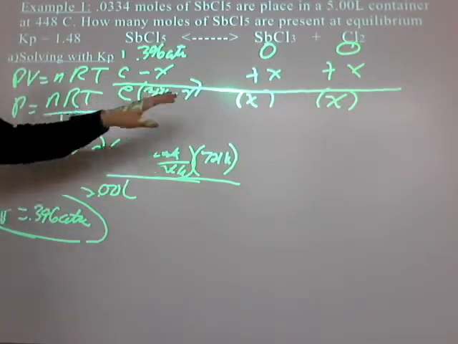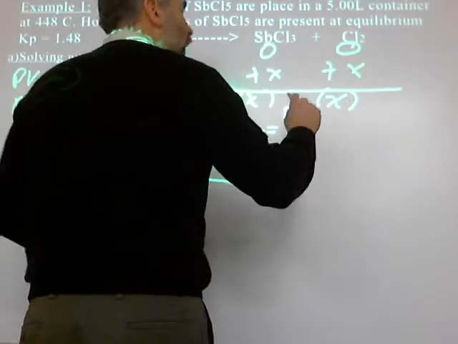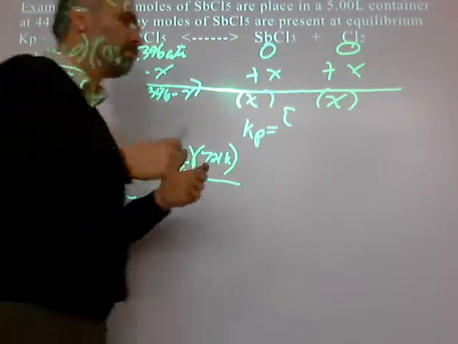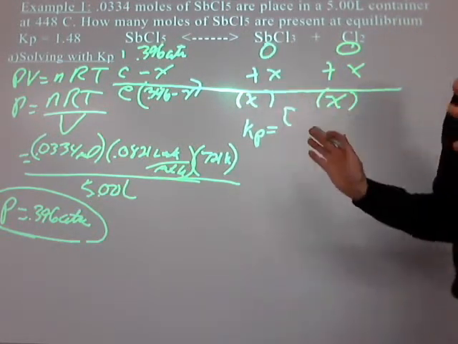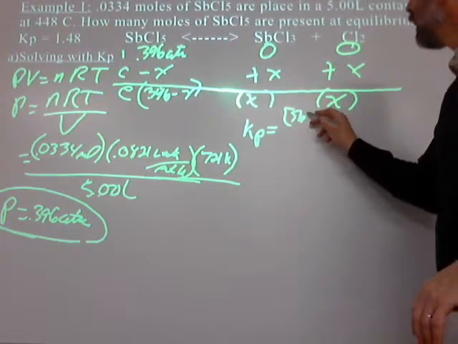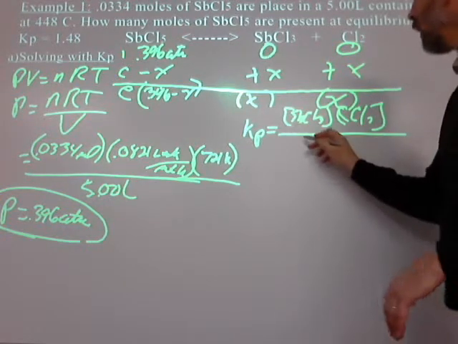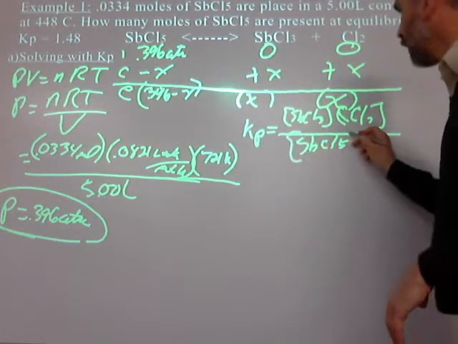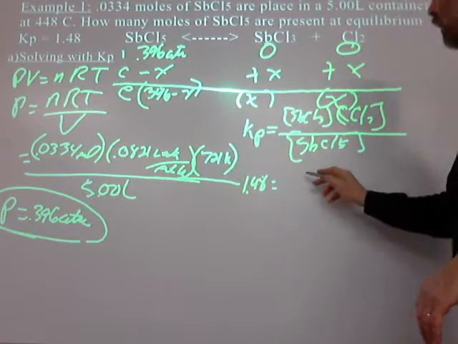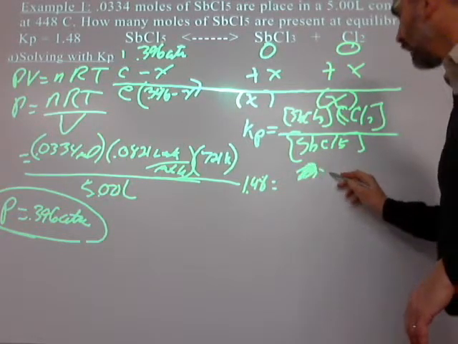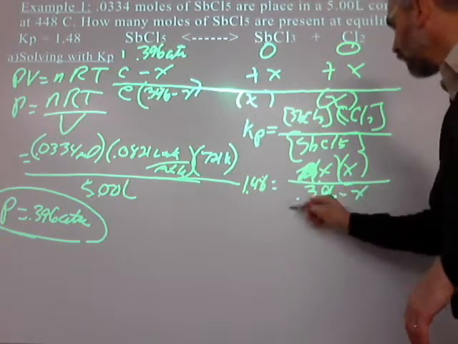Okay, we've got all of our stuff here. We're going to plug in Kc, Kp. And if this is a free response question on the test, you should show all this work as well. Absolutely important to show the work. SbCl3 times Cl2 over SbCl5. So Kp is 1.48 equals X times X over 0.396 minus X.